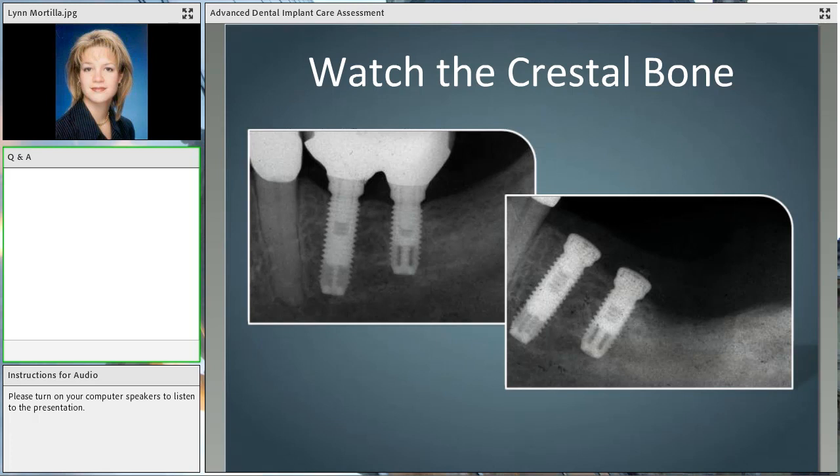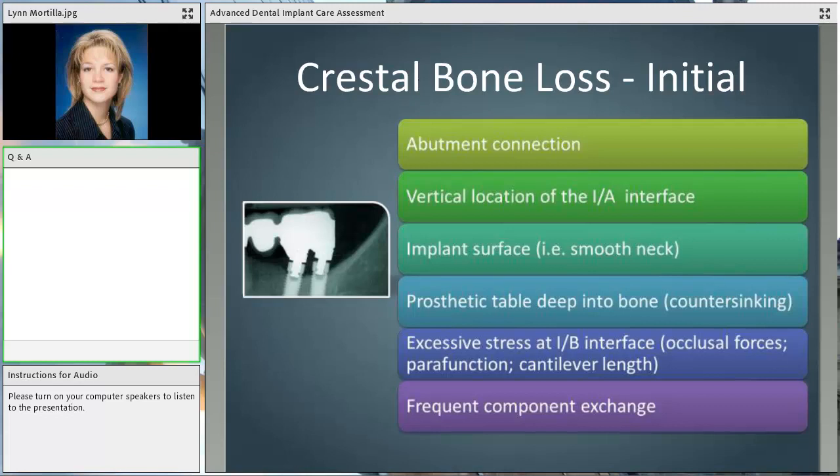But the one thing that I can't stress to you enough is watch that crestal bone. We know that after restoration, we're going to see about 1 millimeter of bone loss, which is what you're looking at here, to the first thread. That 1 millimeter of bone loss has happened here because you can see how high the bone is before it's restored. And this is about a year after restoration. So watch that crestal bone. That's going to give you the biggest indication if there's a problem.